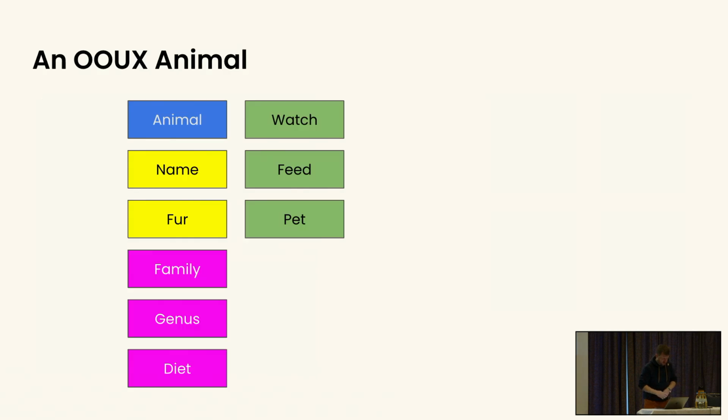So I made up here an OOUX animal. So we have the animal, it maybe has a name, it has a fur, and then more properties like the family, the genus, and the diet, so what they are actually eating. And then the associated actions would be, well, we can watch the animals, we can feed them, or we can pet them.